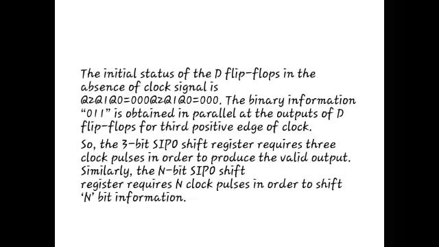The initial status of the D flip-flops in the absence of the clock signal is Q2, Q1, Q0 equal to 0, 0, 0. The binary information 0, 1, 1 is obtained in parallel at the output of the D flip-flops at the third positive edge of the clock. So, the 3-bit SIPO shift register requires 3 clock pulses in order to produce a valid output. Similarly, the n-bit SIPO shift register requires n clock pulses in order to shift n bits of information.